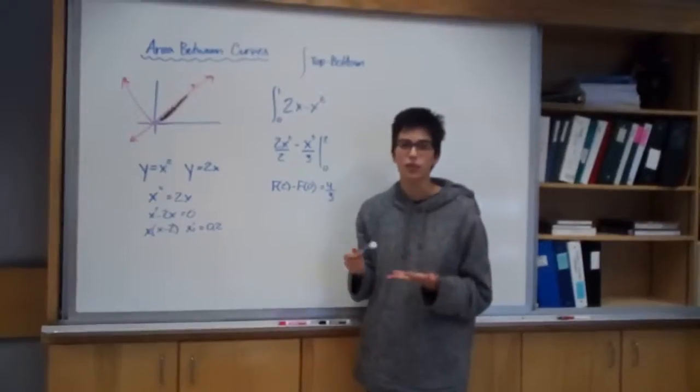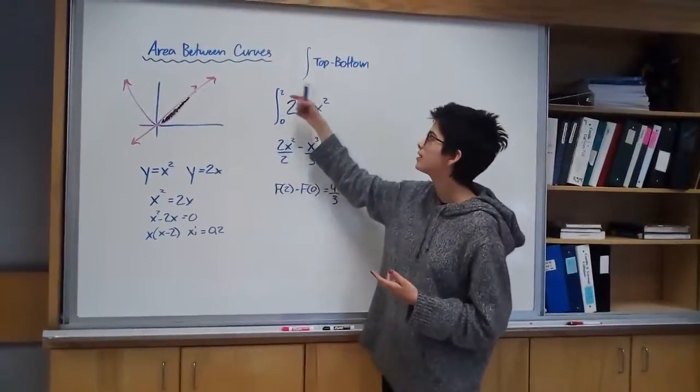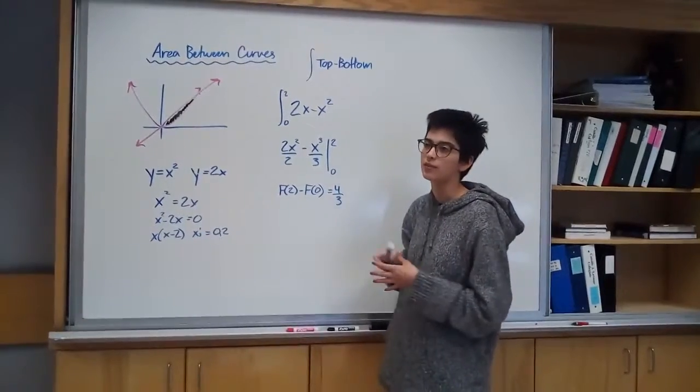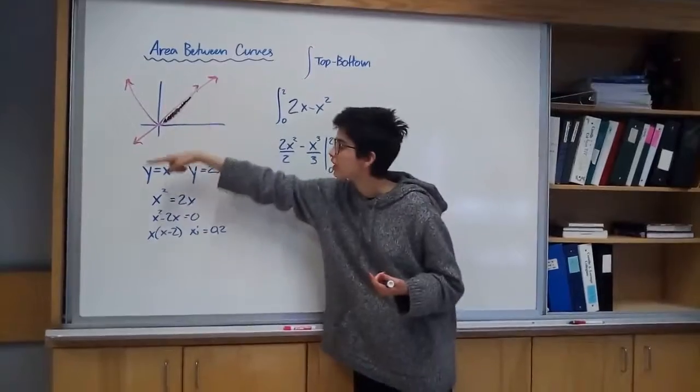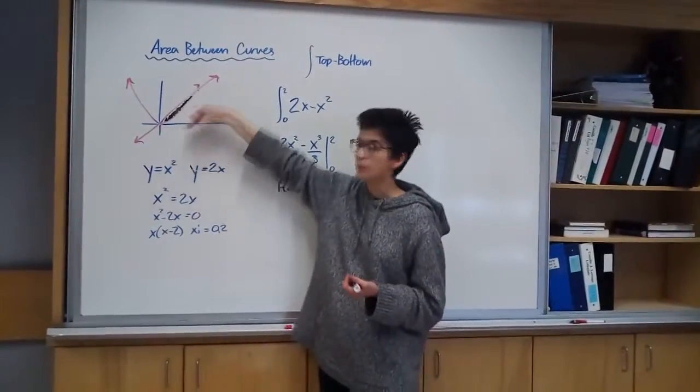In order to find our integral, which is our area between the curves, we need to follow this formula in order to find area between curves, which is the integral of the top function, which is our linear, minus the bottom function, which is our parabola.